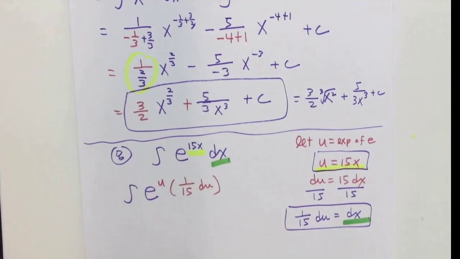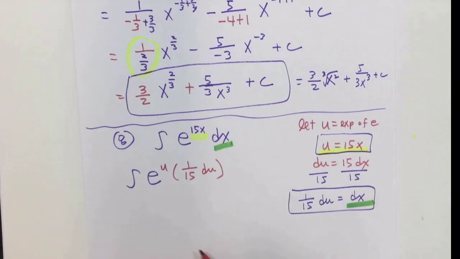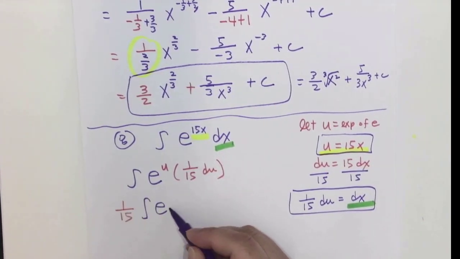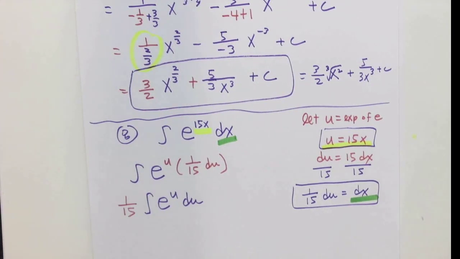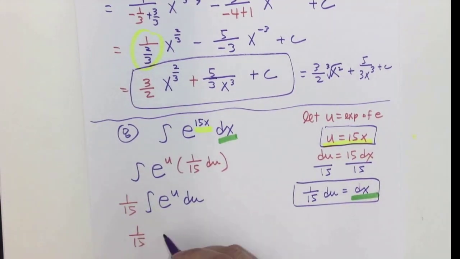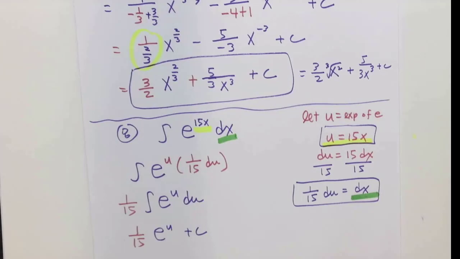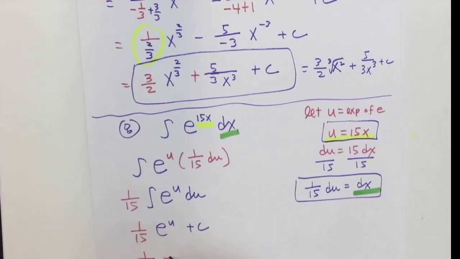This is substitution. So 1 over 15 can go outside, right? Because it's a number. And then we are taking the integral of e to the u du. E raised to some power, taking the integral, is just going to become what? E to the u, didn't change anything, and then add a c, right? And the u is what? 15x. So we just need to put it back. 1 over 15 e to the 15x plus c.